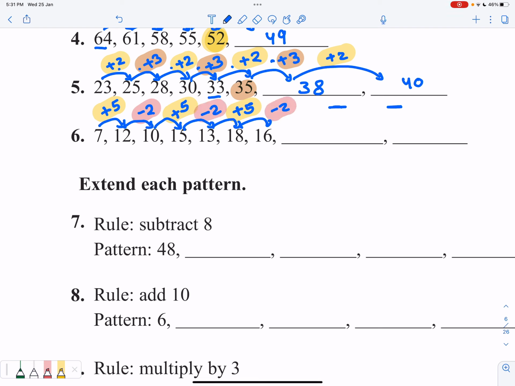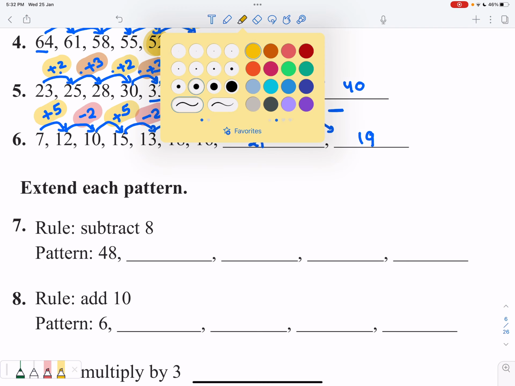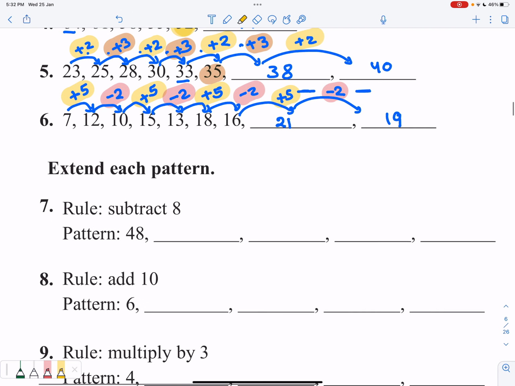So after we subtract 2 from this 18 to get 16, we need to add 5 to that 16. So 16 plus 5 would be equal to 21. Then of course from that we need to subtract 2 to get the next term. So it's going to be what? It's going to be 21 minus 2, 19. So this is the pattern that we have.